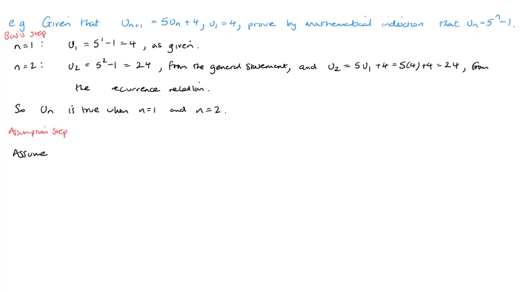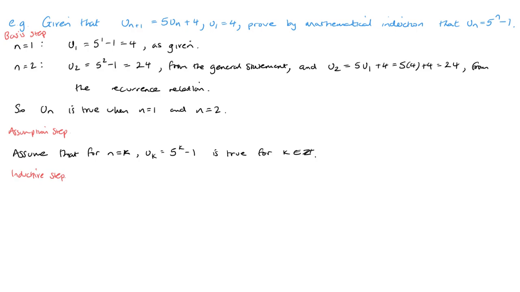There we are. Assume that for n equals k, u_k equals 5 to the power k minus 1 is true for k, and that's an element of the positive integers. Then we move on to the inductive step.